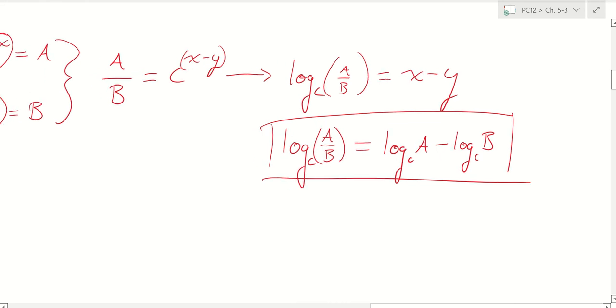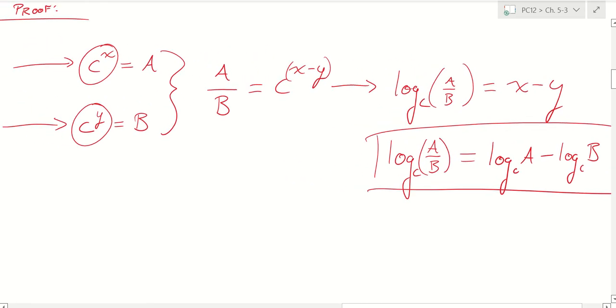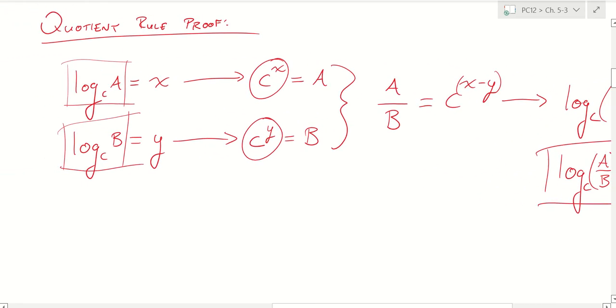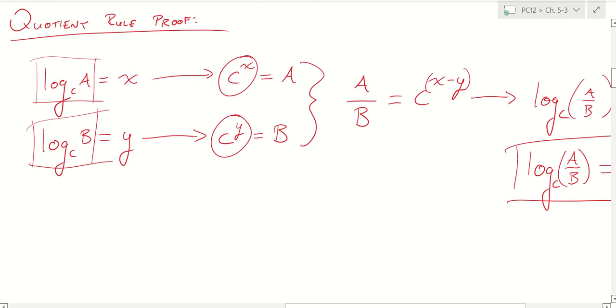So hopefully this process just convinces you that the quotient rule is true. That's really the purpose of a proof, is to convince you that a relationship is true no matter what.